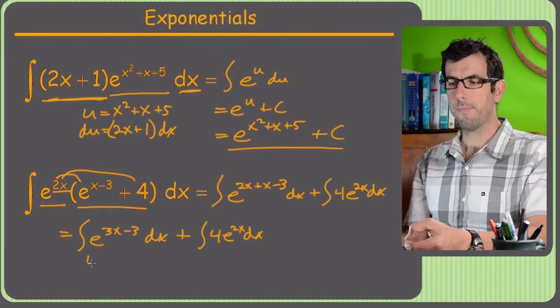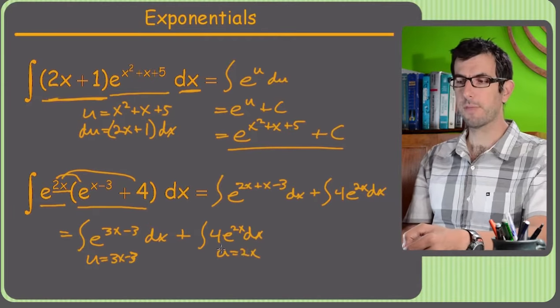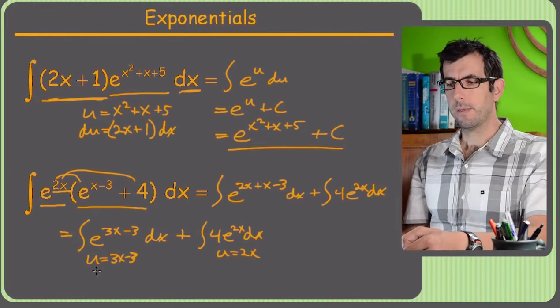But in this one, u equals 3x minus 3. And in this one, u equals 2x, because they have different exponents of e. So my du over here equals 3 dx. And my du over here equals 2 dx. Which means I need a 2 there, and therefore 1/2 out front. And on this one I need a 3 dx, so that means I need a 3 there, and therefore 1/3 out front.